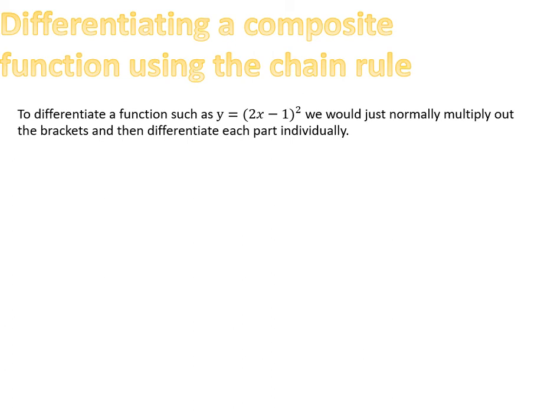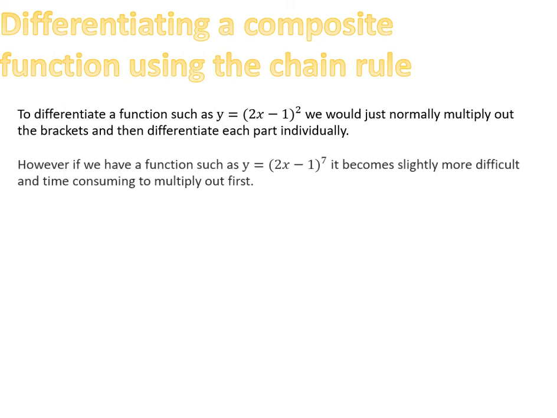So to differentiate a function such as y equals 2x minus 1 all squared, one, this is a composite function, but if it's just squared, you can just multiply it out, okay? However, what we're looking at going forward is something like 2x minus 1 to the power of 7. So basically something with a bigger power. This is a bit more difficult to do.